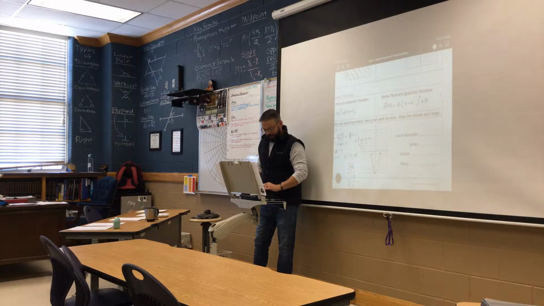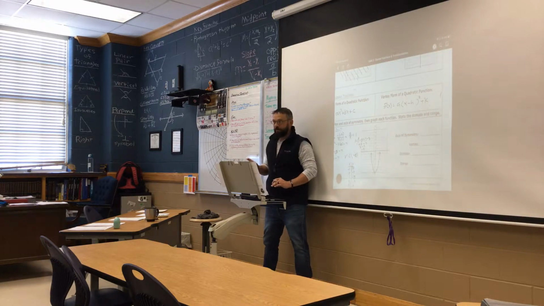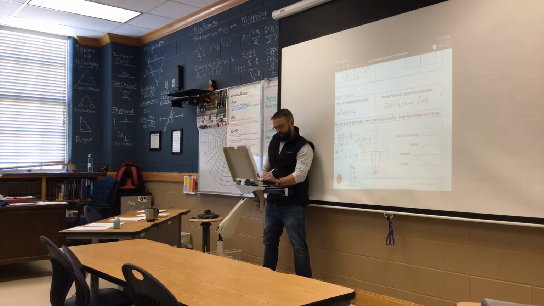So what's our axis of symmetry? Remember, it's an equation. X equals 1. What's the vertex? (1, -8). Domain? All real numbers. What's the range? -8 to infinity. Does the -8 have a bracket next to it or a parenthesis? Bracket, yeah.